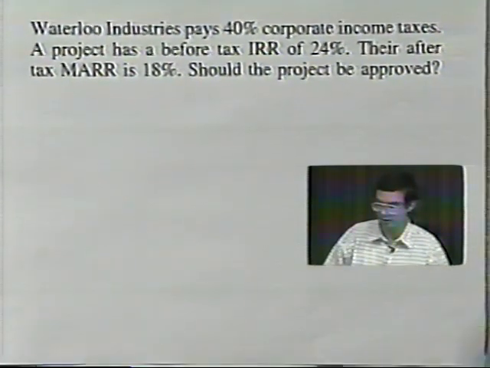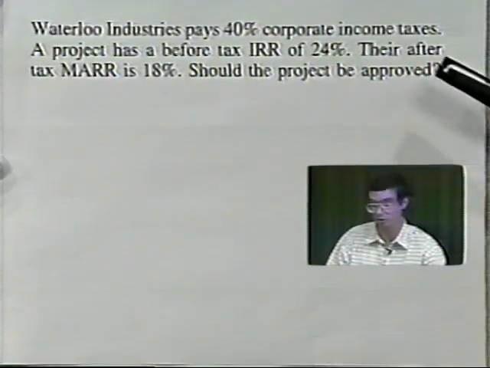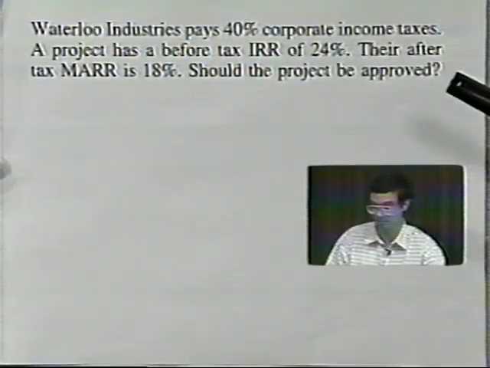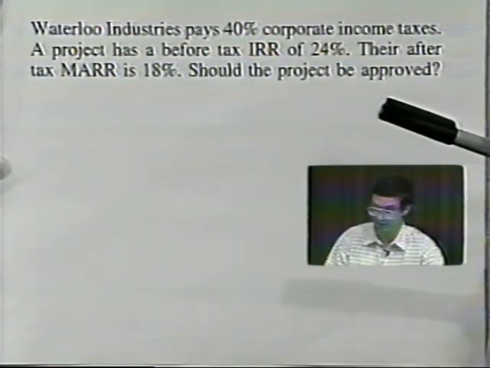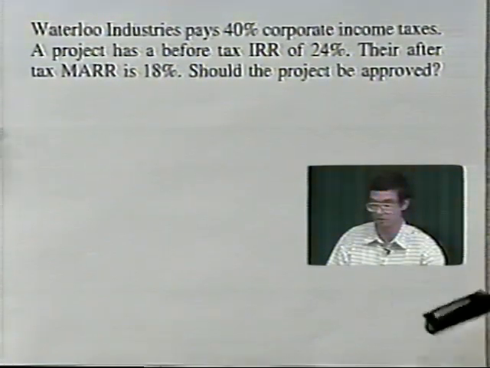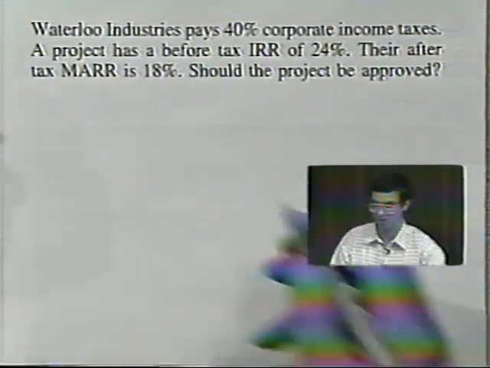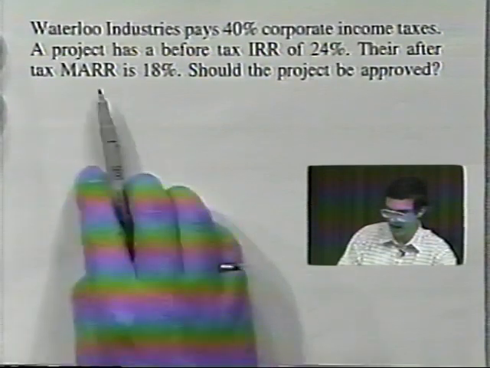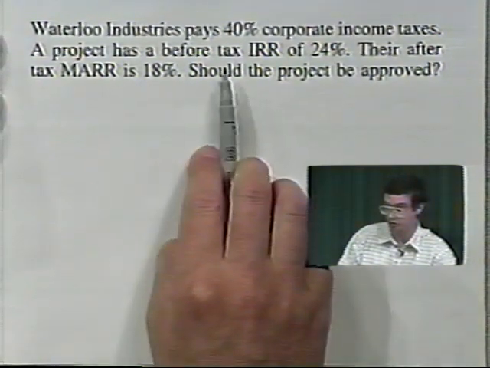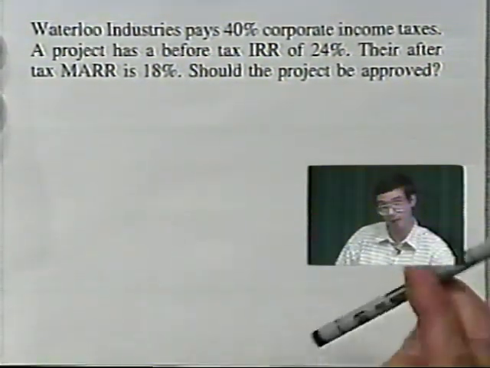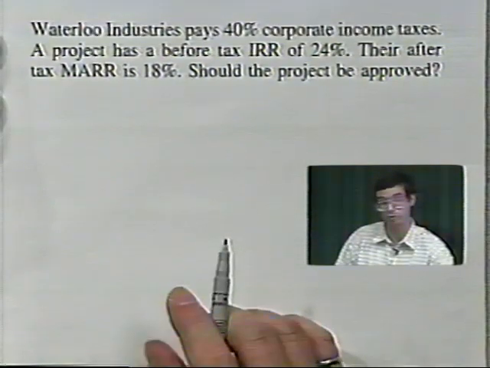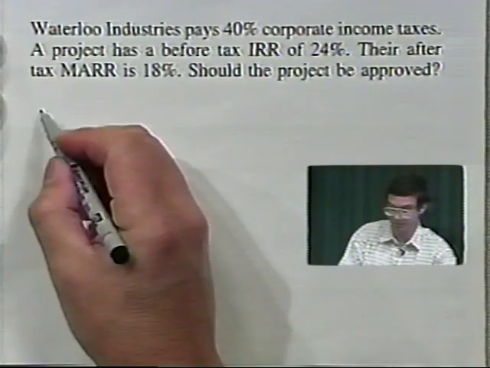Waterloo Industries pays 40% corporate income taxes. A project has a before-tax internal rate of return of 24%. Their after-tax MAR is 18%. Should the project be approved? Well, we have an after-tax MAR, but a before-tax internal rate of return. We can use our formula to calculate the after-tax internal rate of return that should be used.